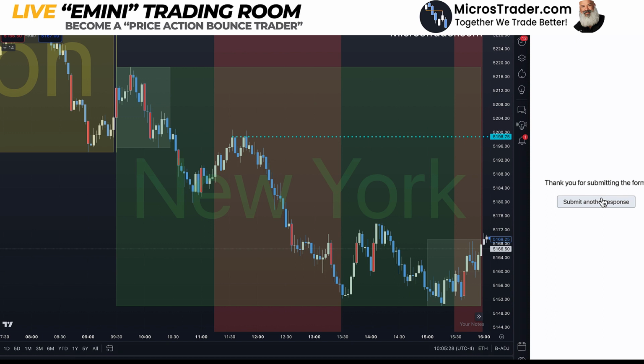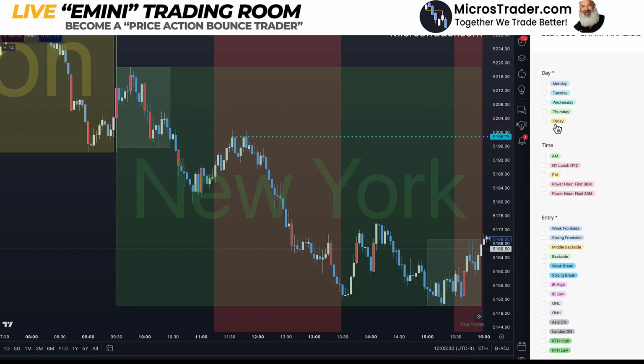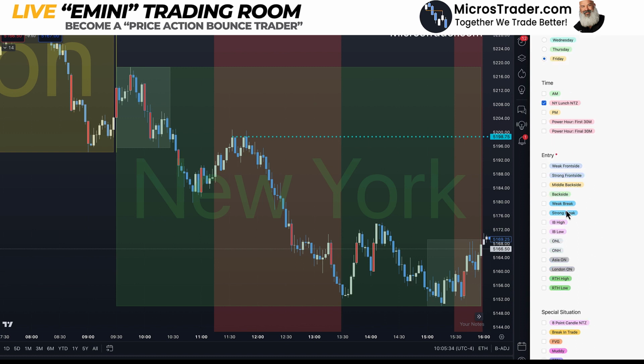All right. So this is going to be a break level Friday. New York lunch. This is the weakest of all break levels areas because there's not even a front side. Not only did you not get a backside, it's the weakest of all weakest. So it's a weak break level.